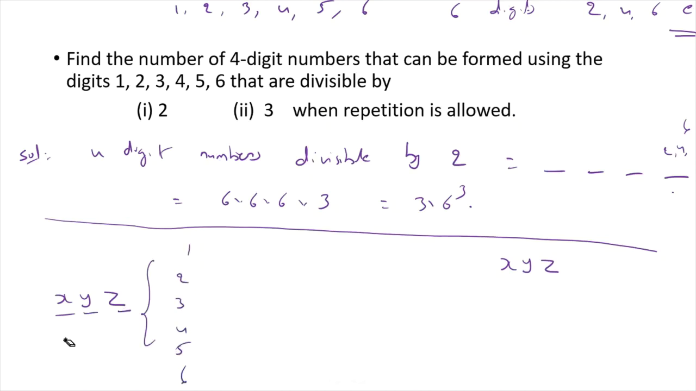I can fill the first 3 blanks without any constraints. So I can fill the first place with any of the given 6 digits. I can fill the second place with any of the given 6 digits. I can fill the third place with any of the given 6 digits.